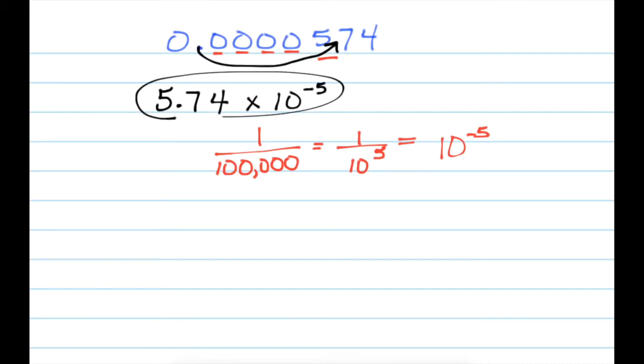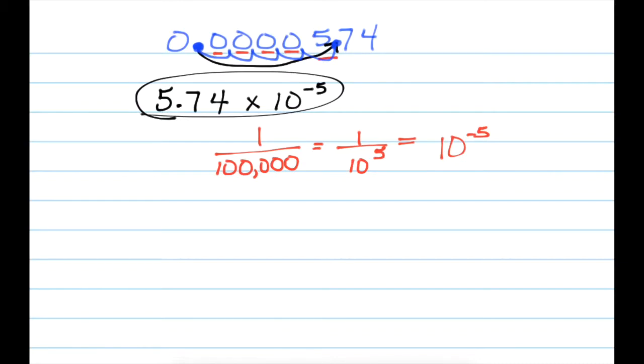But notice something again. Our decimal started here, and it moved 1, 2, 3, 4, 5 spaces. But since it made a small number bigger, we use a negative exponent.